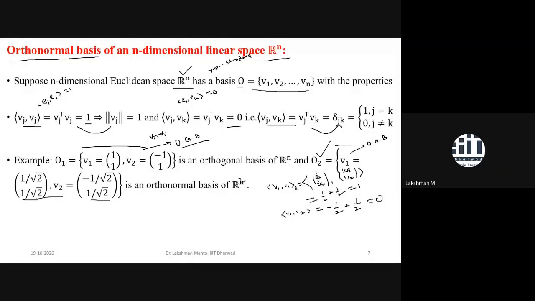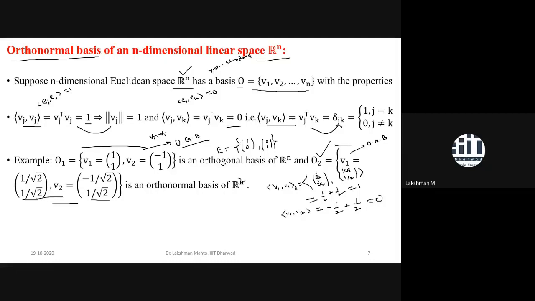But this O2 is very close to the standard basis E. What is the standard basis here in R2? The standard basis is (1, 0) and (0, 1). So whatever feature we observe in the standard basis of R2, a similar feature we also observe in O2 as well. Just the coordinates will be changed.